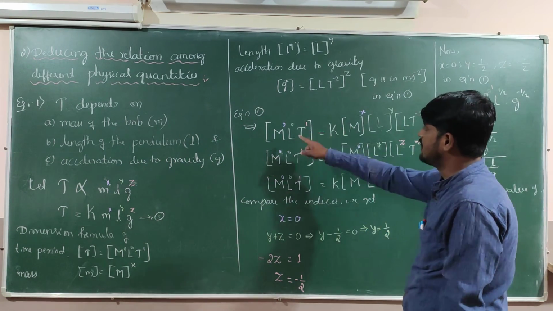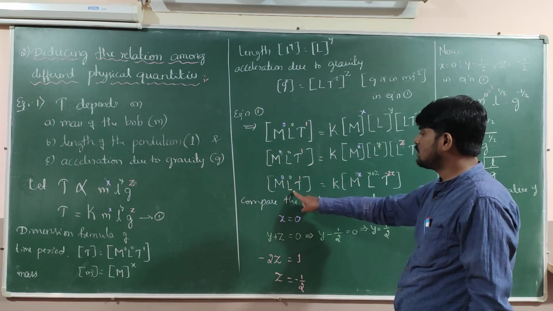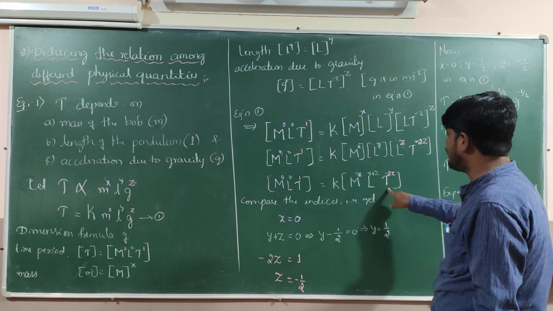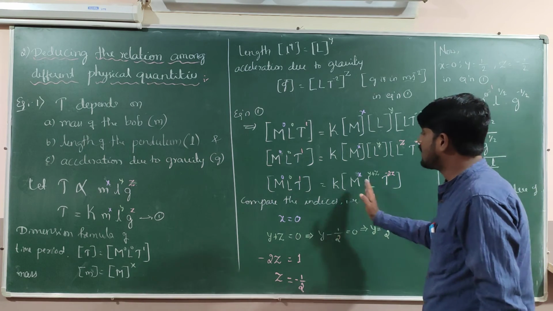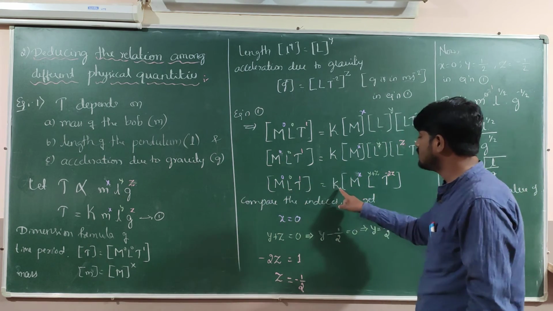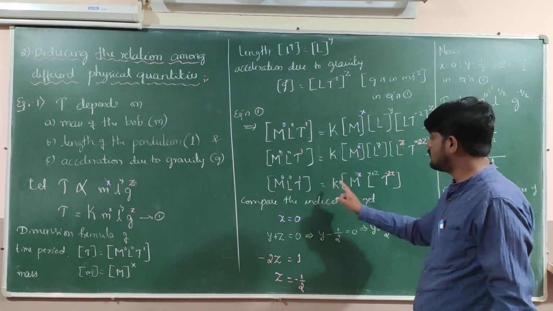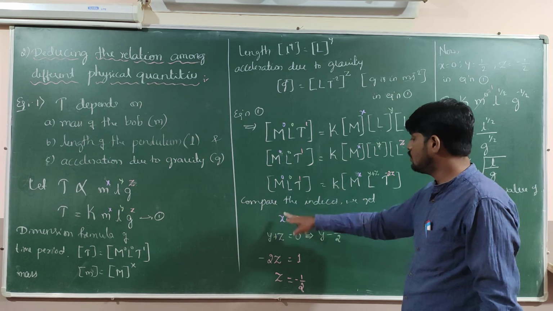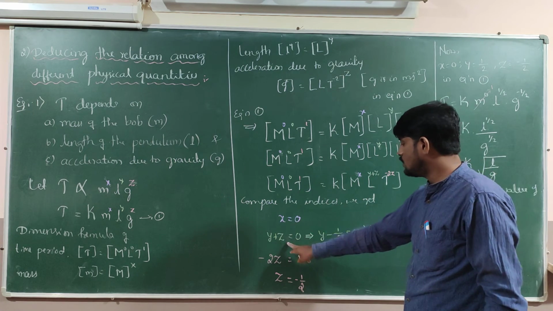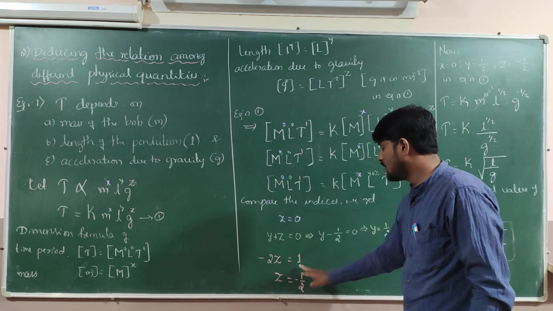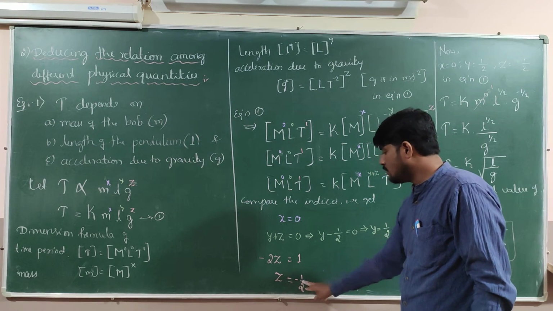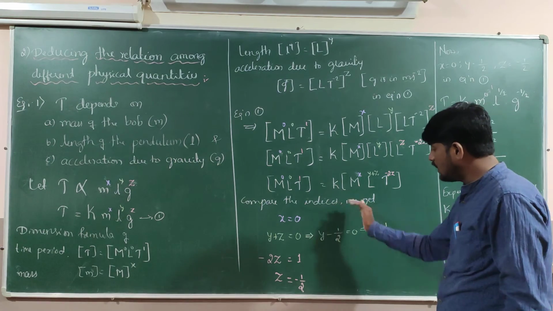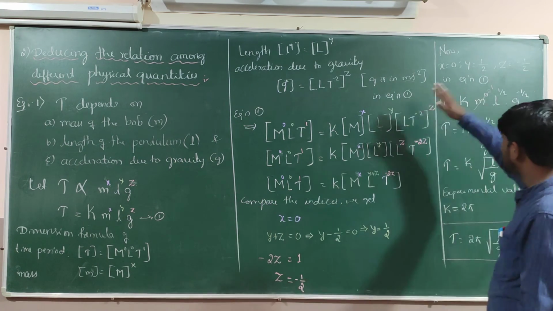I got this equation: M raised to 0, L raised to 0, T raised to 1 equal to k into M raised to x, L raised to y plus z, and T raised to minus 2z. Then I compared only the indices because they must be equal. By this I got x equal to 0, y plus z is equal to 0, minus 2z equal to 1. Simplify this and get z equal to minus 1 by 2. Substitute in the above equation, you get y equal to 1 by 2. Take all these values, again substitute in equation number 1.